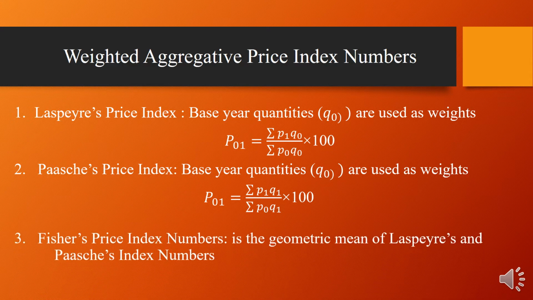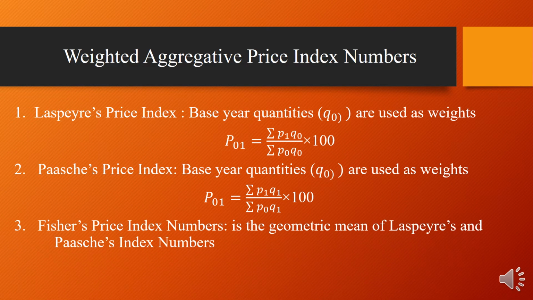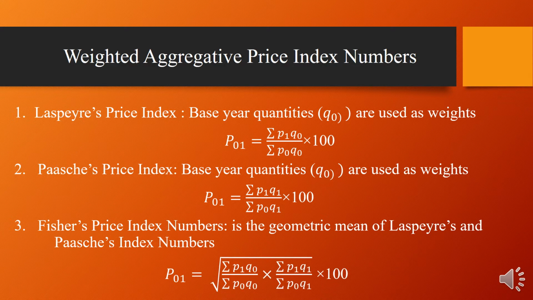Okay, the third important method is the Fisher price index number. It is the geometric mean of Laspeyres method and Paasche index number method. Therefore P01 is equal to the square root of Laspeyres price index into Paasche price index number.